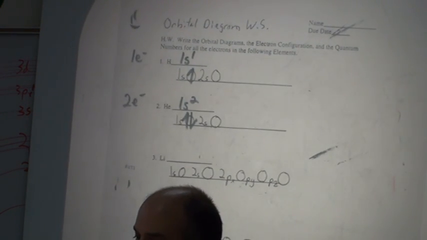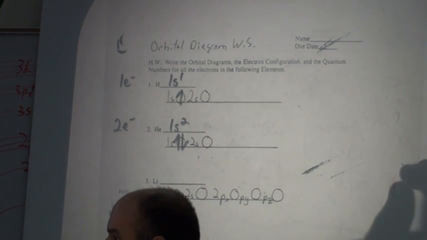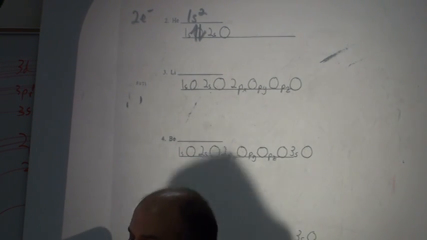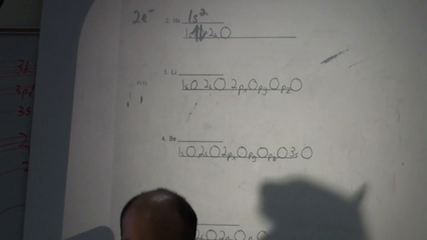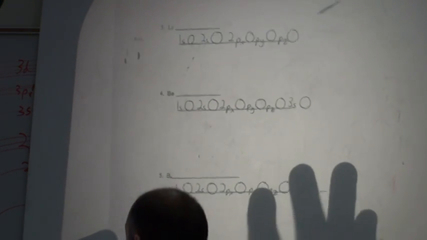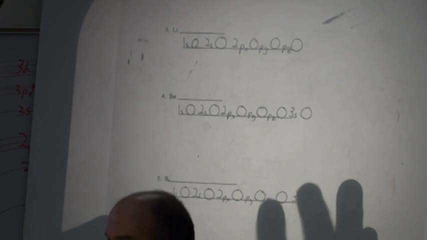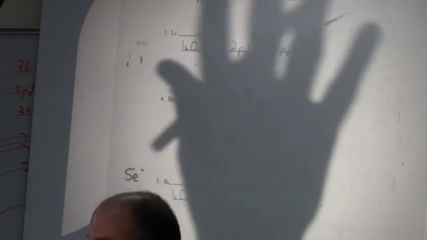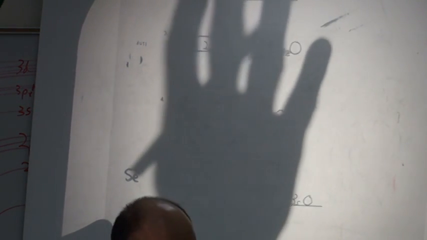Let's jump down to, well, any questions on 1 or 2? Then let's jump down to number 5. Okay, let's do boron together. How many electrons does boron have, Sarah? 5. Now, resist the temptation of trying to do this all right now on your own, because you'll end up doing some of them wrong. So stick with me here.